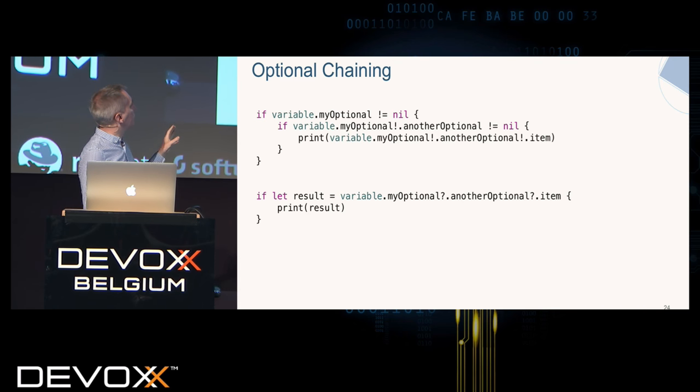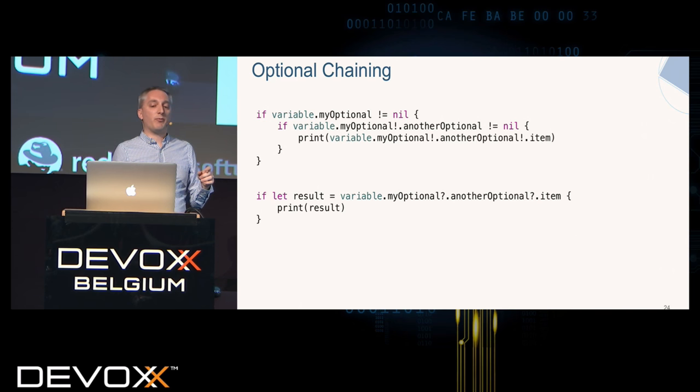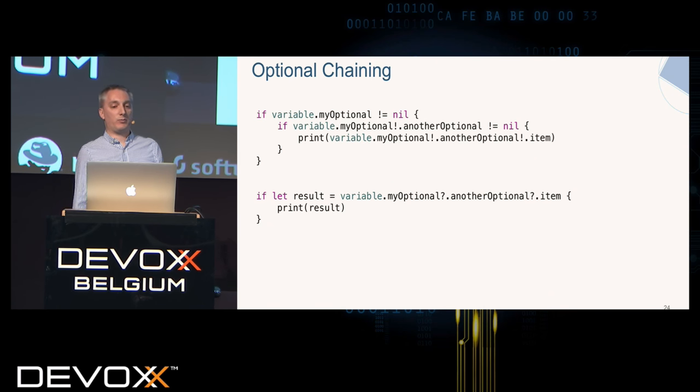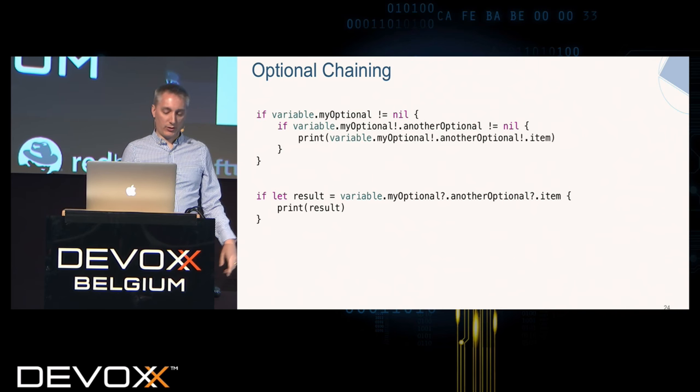Instead of doing that, you can use what's known as optional chaining, which is to put a question mark in the middle of the chain of things that you're dereferencing. So what this means, in the second section here, is if my optional was nil, the assignment would bail out at that point without even looking at another optional. Which means you can chain these things together and make your code more readable.